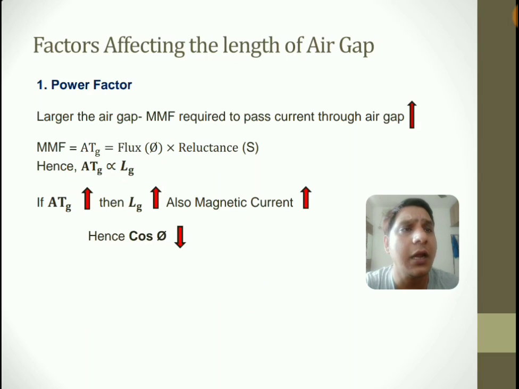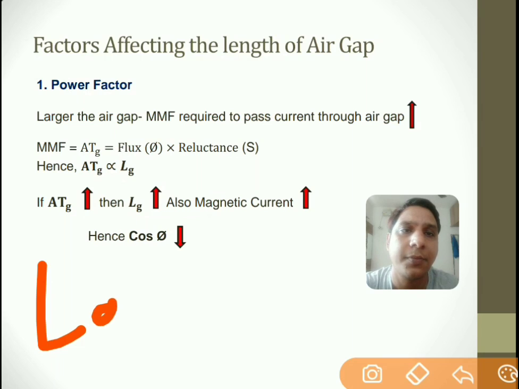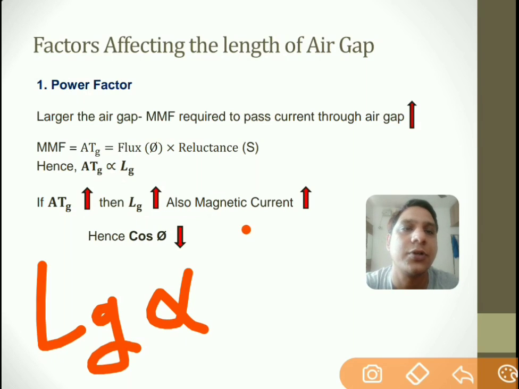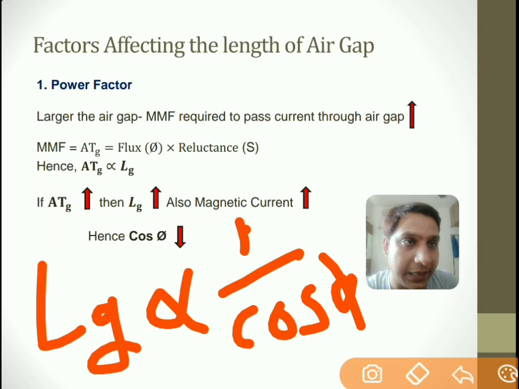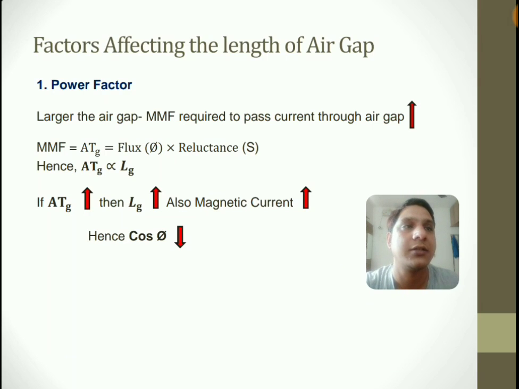So simply, understanding will be very clear, and we need to remember finally length of air gap LG is proportional to 1 upon cos phi, where cos phi is power factor. Whenever we are increasing the air gap between the stator and rotor of an induction motor, power factor will decrease. So if you want to design the motor for better power factor, we should take the air gap as low as possible. If LG is less, power factor is better. That's what is the understanding out of it.